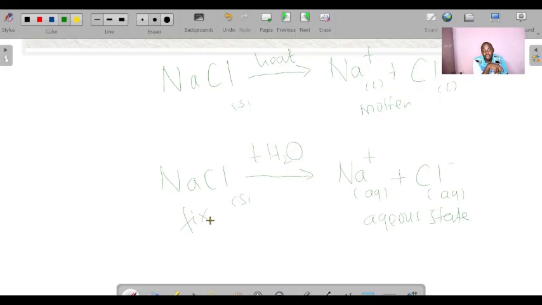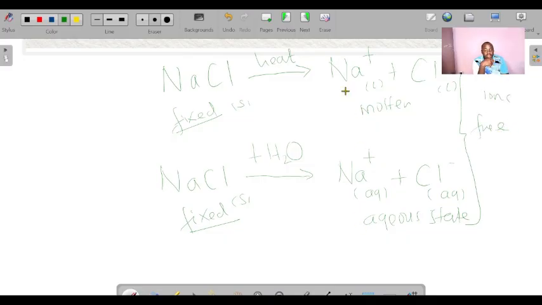But something we are going to realize is that in solid state, these ions exist in what we call a fixed state. So they cannot move. That is why ionic compounds are only going to conduct electricity in either molten state or aqueous state, because in these states the ions are free.